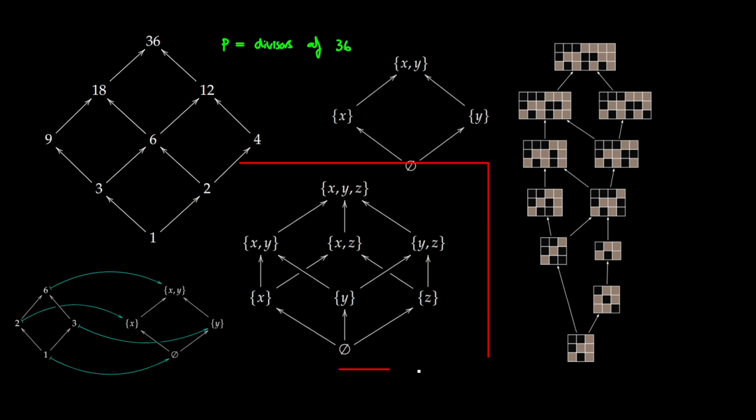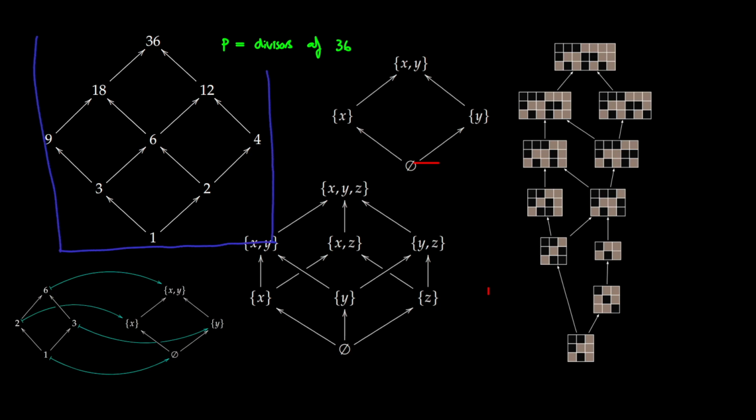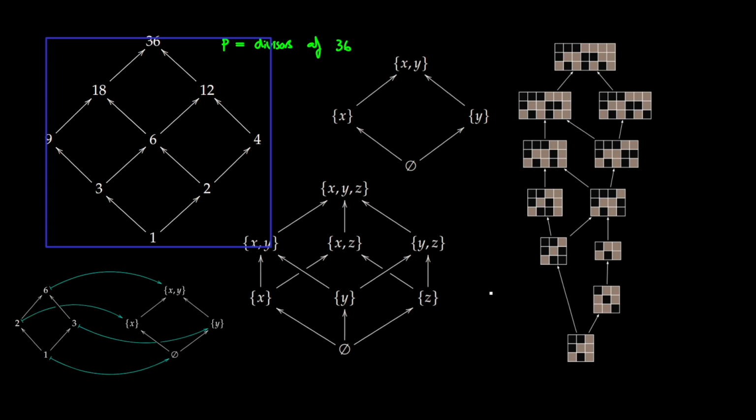Not the one in red. I'll circle the one now. It'll be this one here in blue. So if you take P to be the set of all numbers which are divisors of 36 and then order that by divisibility, then this is the partially ordered set you get. Okay, I leave it to you to compute some more partially ordered sets and Hasse diagrams, but that's it for this video.